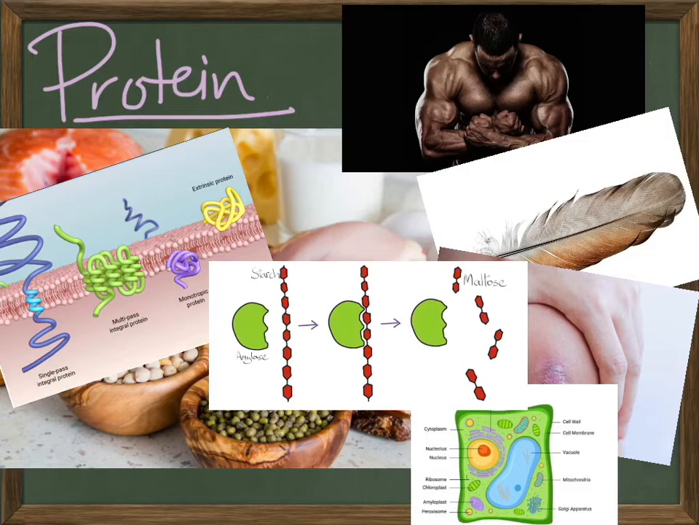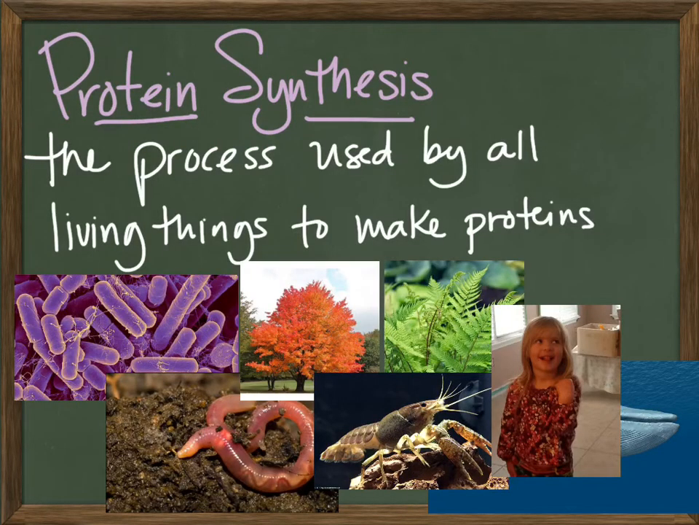We'll talk more about those later, but proteins do all these things, so it's not just meat and cheese and eggs. And again, for all those kinds of proteins, from muscles and feathers to enzymes and cell gateways, living things use this process, protein synthesis, to make their proteins.